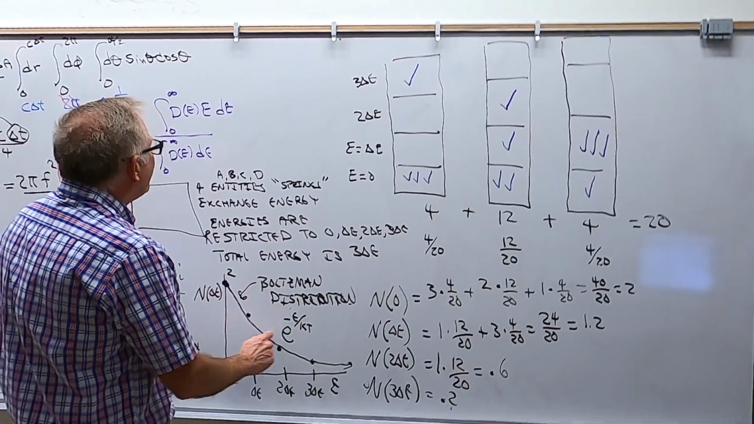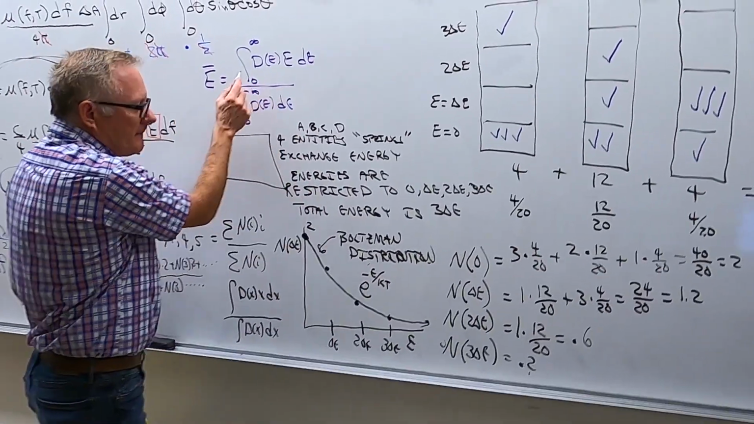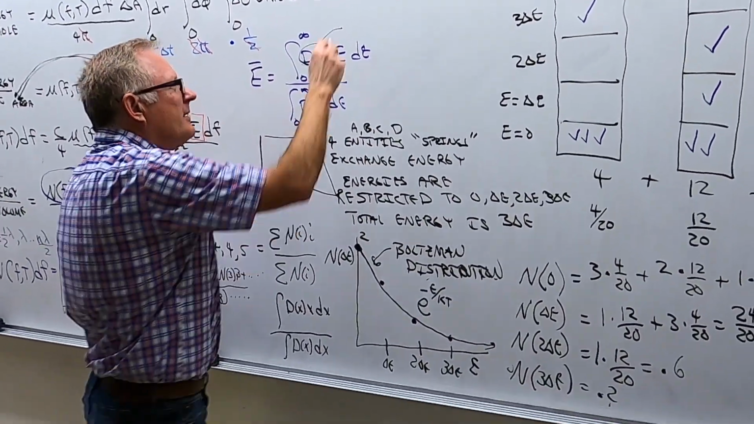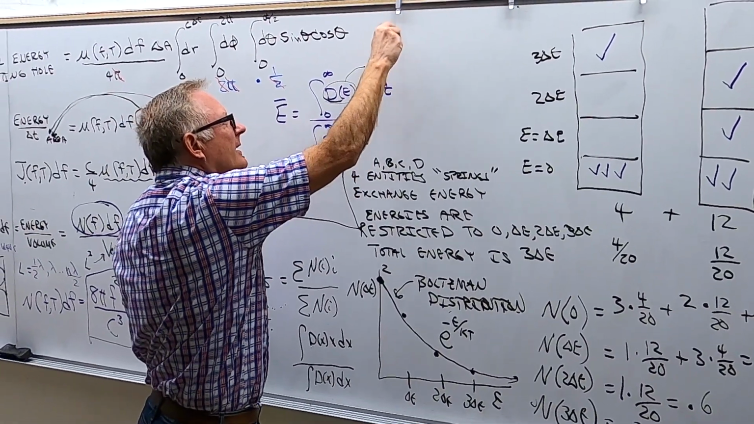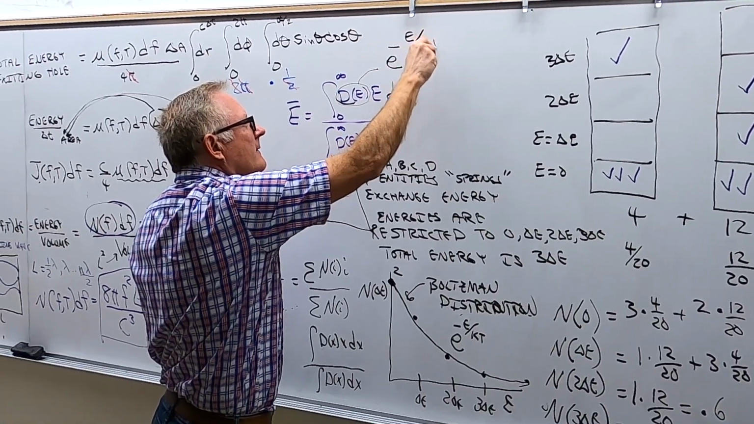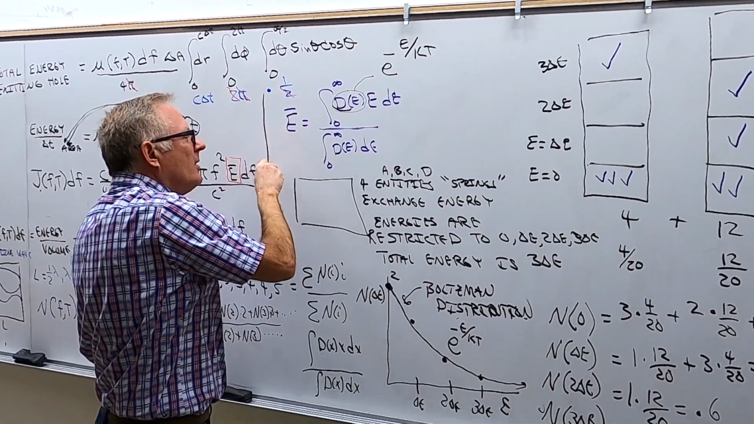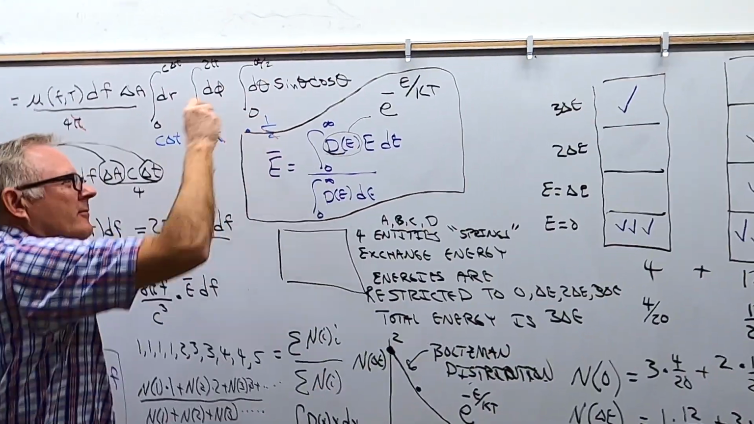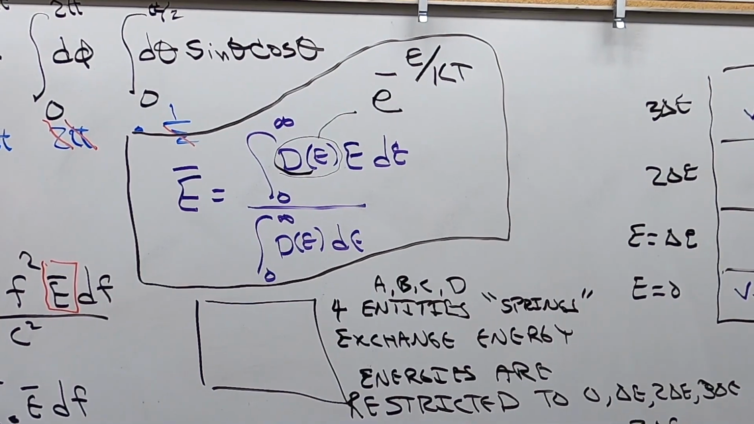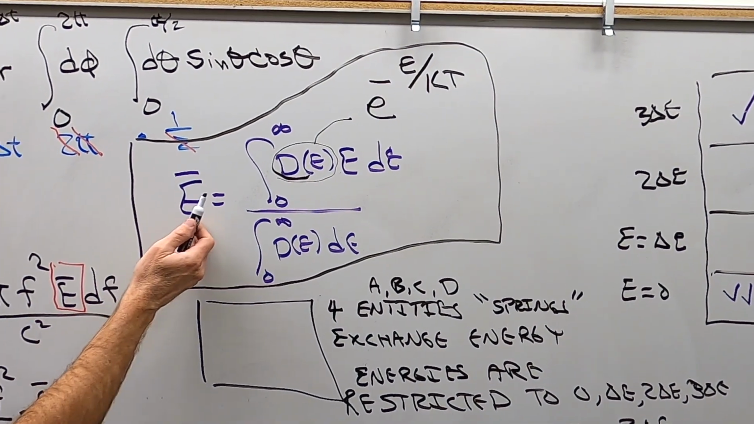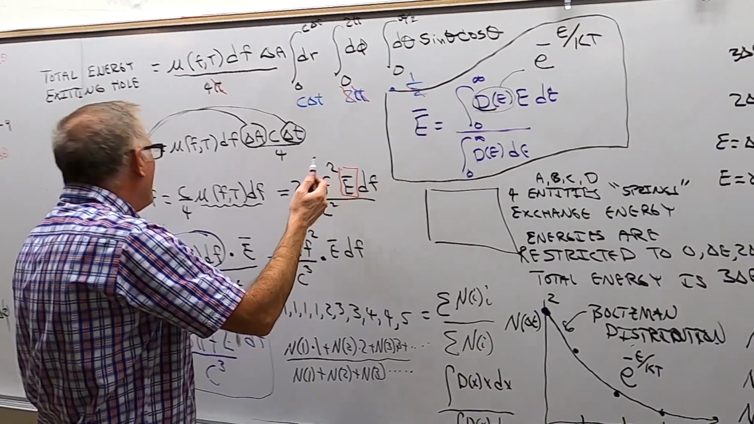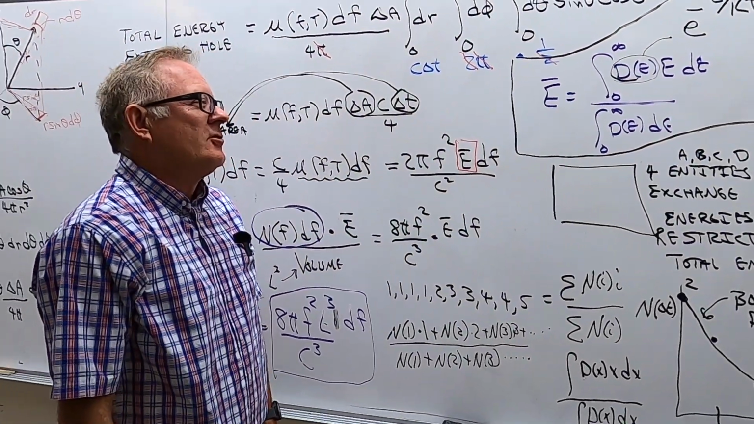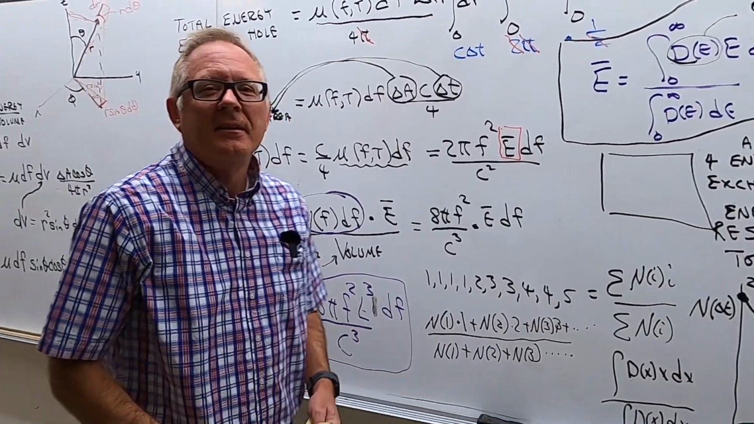So our distribution right here that we're going to use is going to be e to the minus E over kT. Okay, and so once we plug that in and integrate, which we'll do on the next video, we should be able to get our average energy, plug it into here, and hopefully this derives the whole spectrum that we want. And so we'll just continue this on in the next lecture.